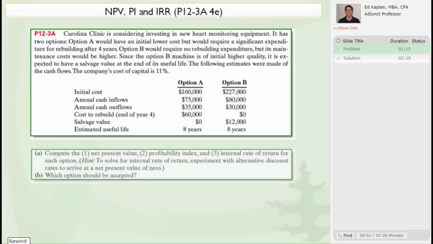Now, here are the requirements. For Part A, we need to compute the net present value, the profitability index, and the internal rate of return for each option. They give us a hint. To solve for internal rate of return, experiment with alternative discount rates to arrive at a net present value of 0. And Part B asks which option should be accepted.